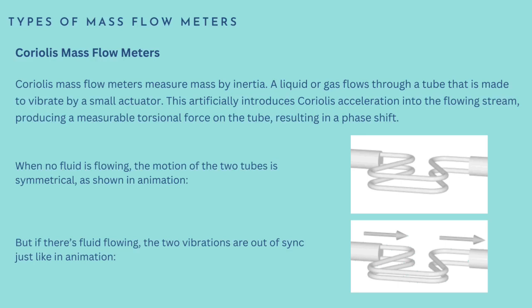So Coriolis mass flow meters are used in a variety of applications across a wide range of industries as well as scientific applications, measuring both corrosive and clean gases and liquids. They offer high accuracy in mass flow measurement, as well as density measurement, temperature measurement, and viscosity.